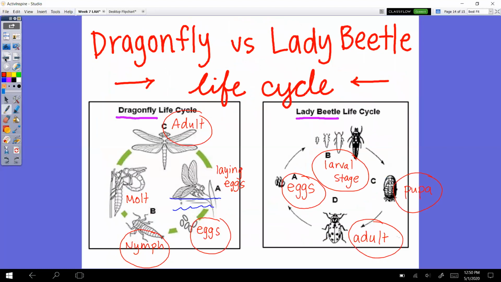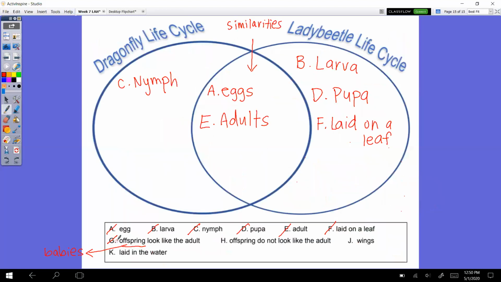Let's go back. Here we have the nymph, which is going to be the offspring of the dragonfly versus the adult. We said that they kind of look similar. They don't look exactly the same, but they kind of do. Whereas the larval stage, this young stage of the lady beetle, looks absolutely nothing like the adult. So on that one, we would put that only the dragonfly's offspring look like the adult. That is letter G.